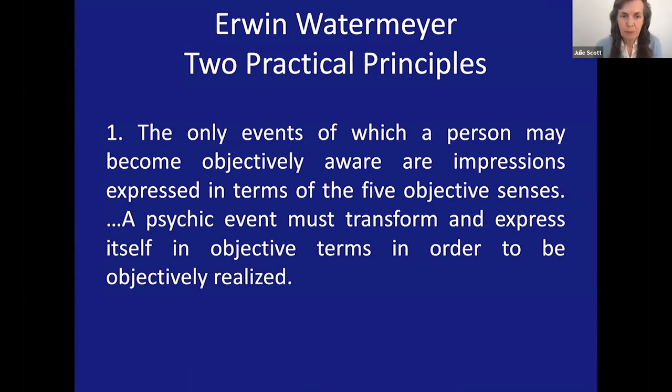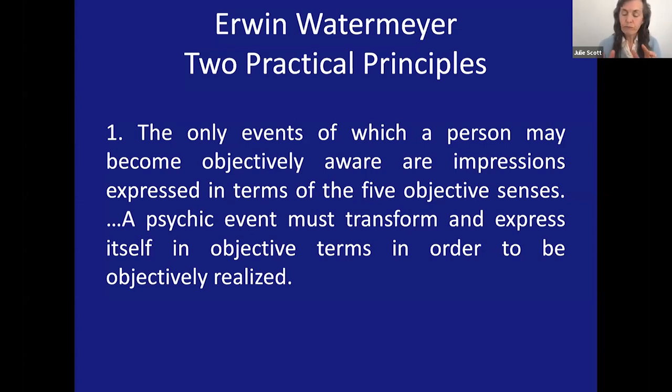There are two practical principles. The only events of which a person may become objectively aware are impressions expressed in terms of the five objective senses. So the only way that we can become aware of something is if we see it or smell it or taste it, something to do with the five objective senses. A psychic event must transform and express itself in objective terms in order to be objectively realized. So in order for us to have an experience of a psychic event, it has to be transformed into an objective event through our senses.